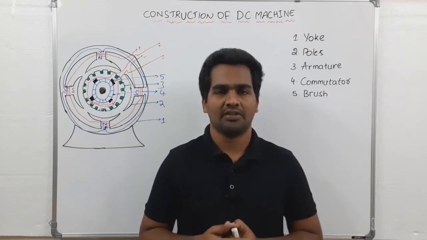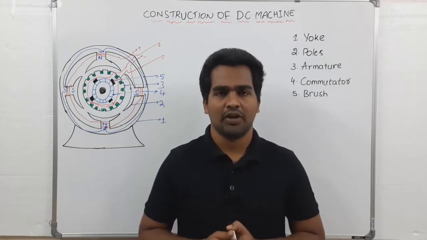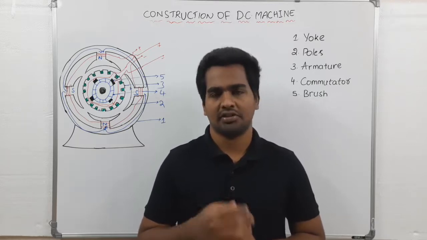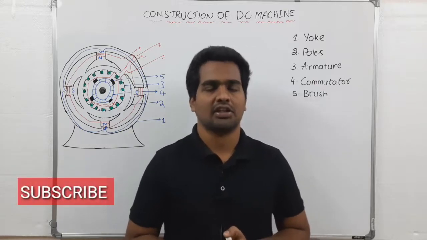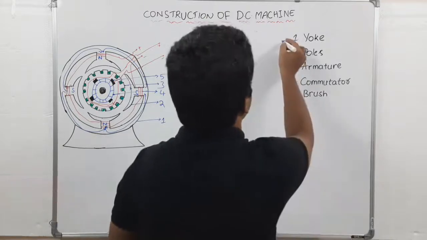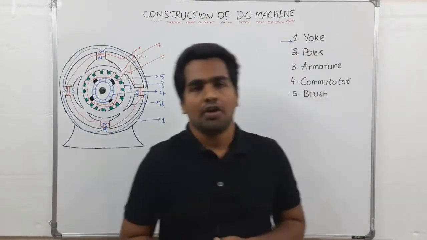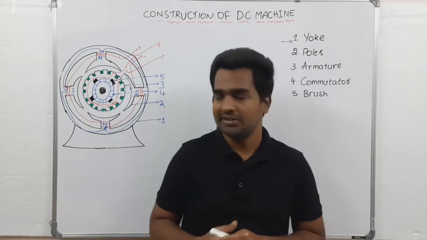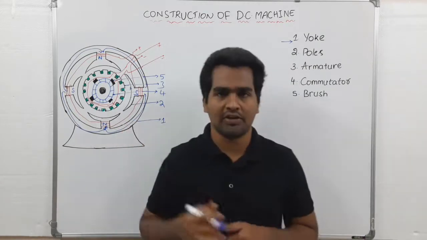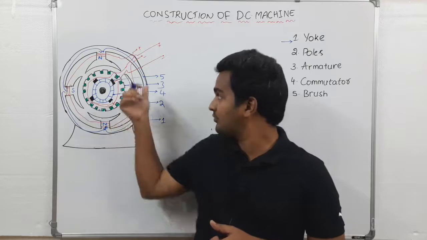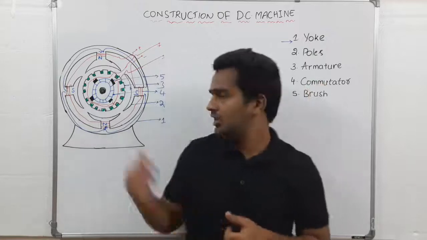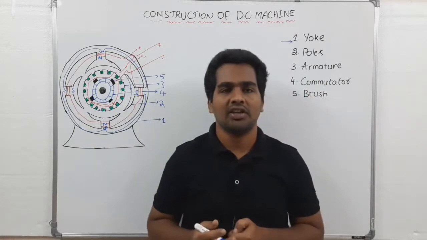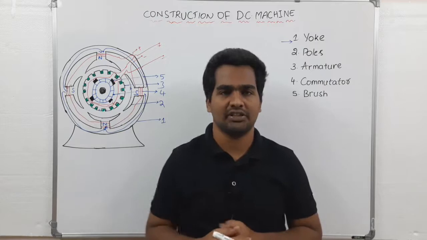The important parts of a DC machine are yoke, poles, armature, commutator and brushes. Let us see what the different functions of these parts are. Let's start with yoke. Yoke is the outermost part of the DC machine. Number 1 indicates yoke. In this diagram, I have given numbers, and according to that, I have written the names.